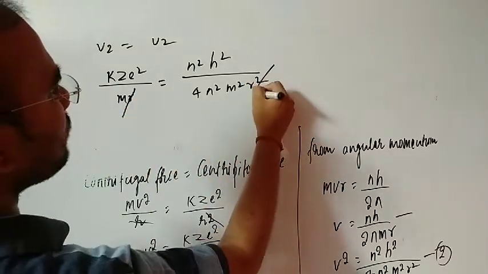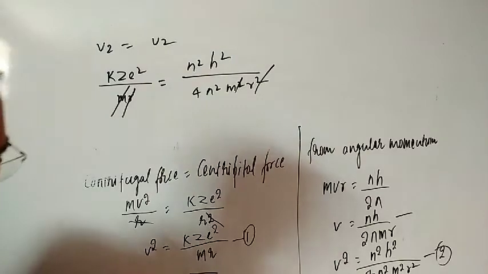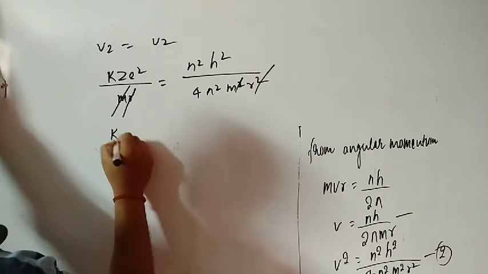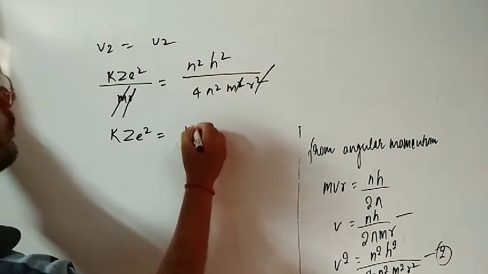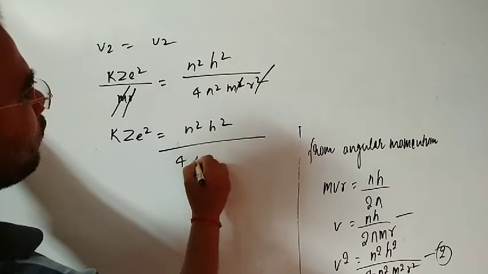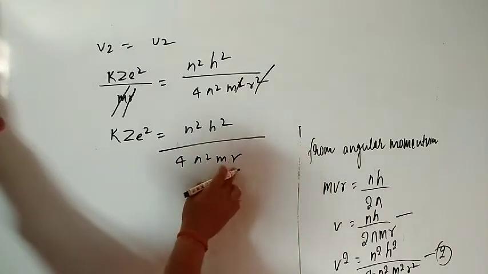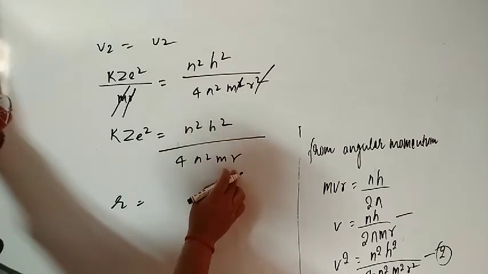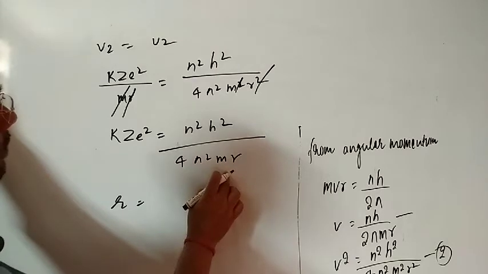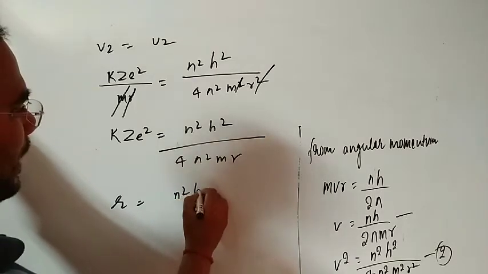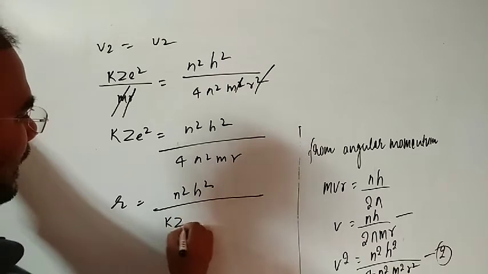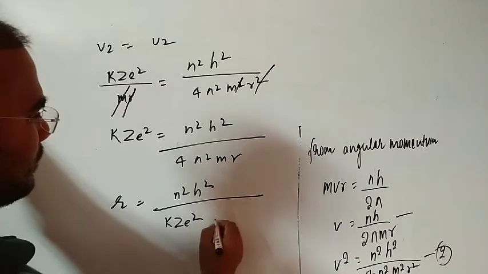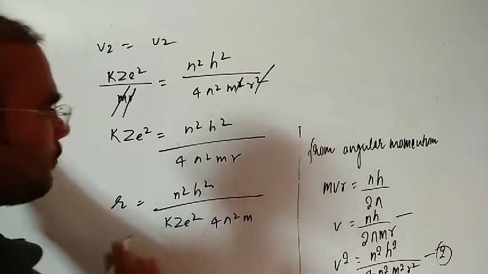This r and this square cancel out, this m and this m square cancel out. So what is left here is k z e square equal to n square h square upon 4 pi square m r. So we need the radius. r is equal to, if you are calculating r, this value will come in the denominator. So n square h square divided by k z e square, and then 4 pi square m will come.